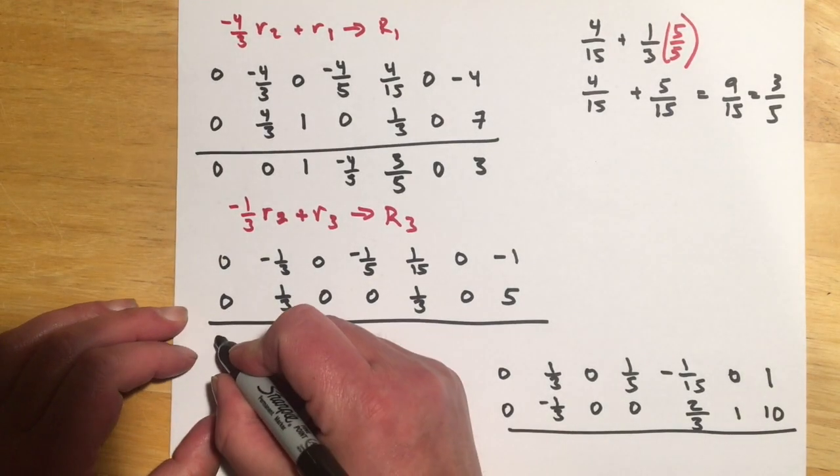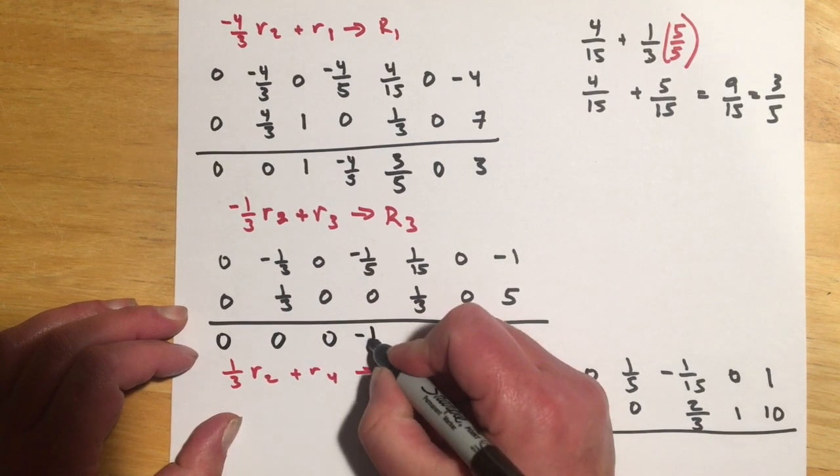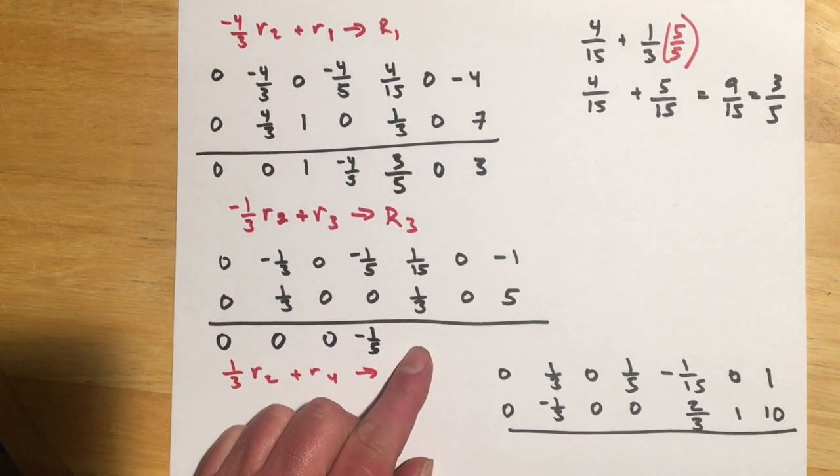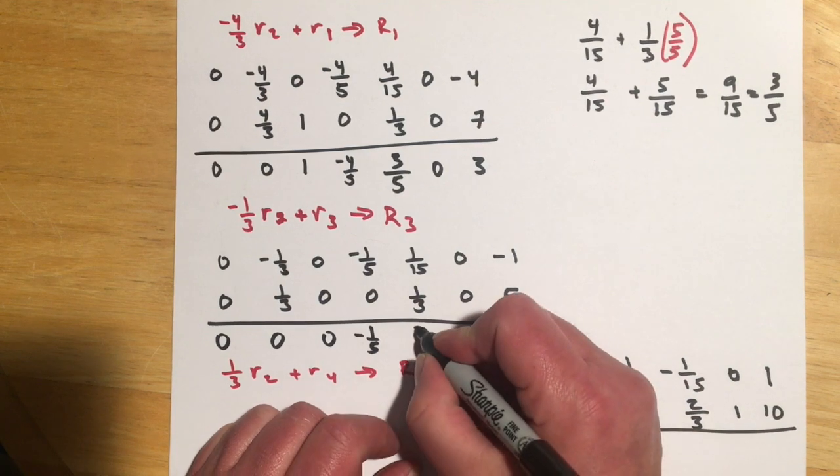For this next one, we'd have 0, 0, 0, -1/5. This one, I won't show the work on this one, will come out to 2/5.